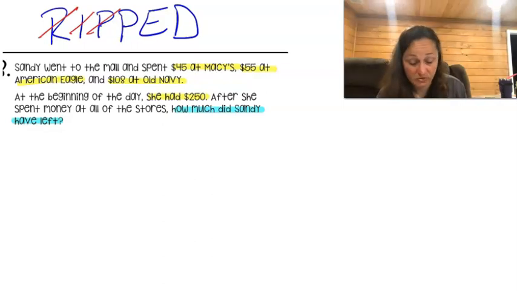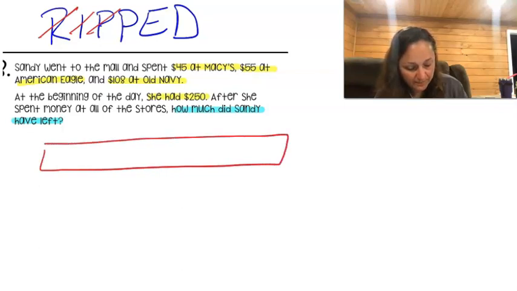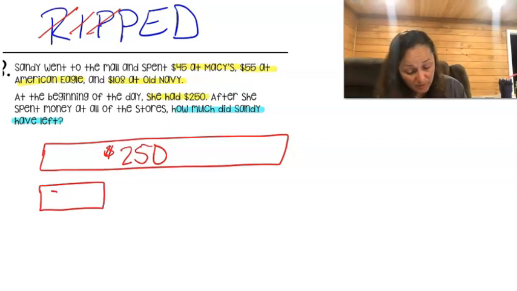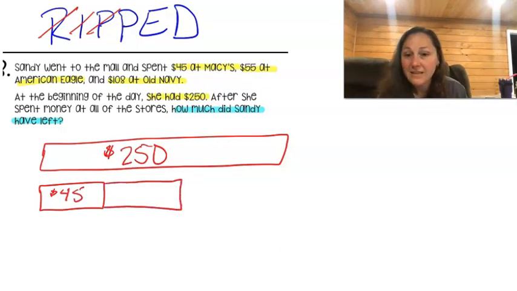So this is what I'm going to draw. The first is how much she had. So I'm going to say this whole piece right here is $250 because that's how much she had, right? Then I'm going to draw a chunk down here. This little piece I'm going to make as Macy's, which is going to be $45. Then I'm going to draw another piece here. And this is going to be, what was the other store here? American Eagle. So I'm going to draw 55.